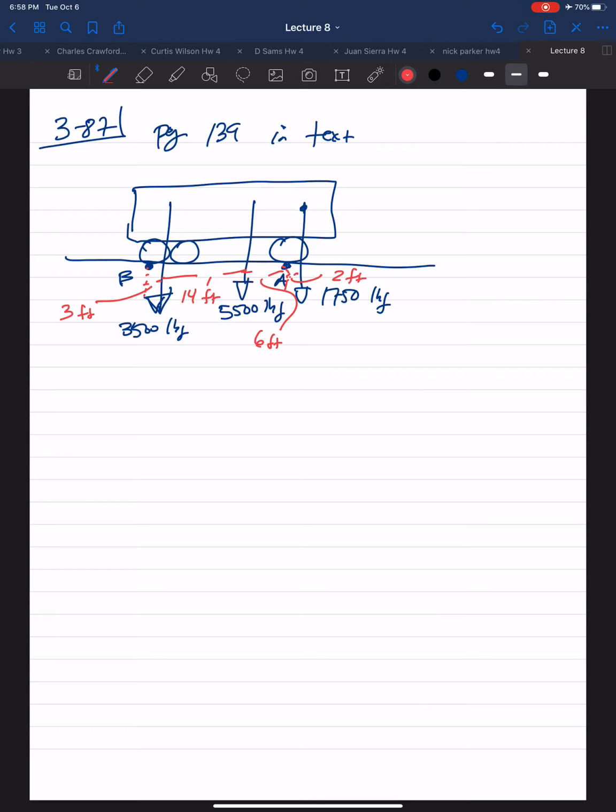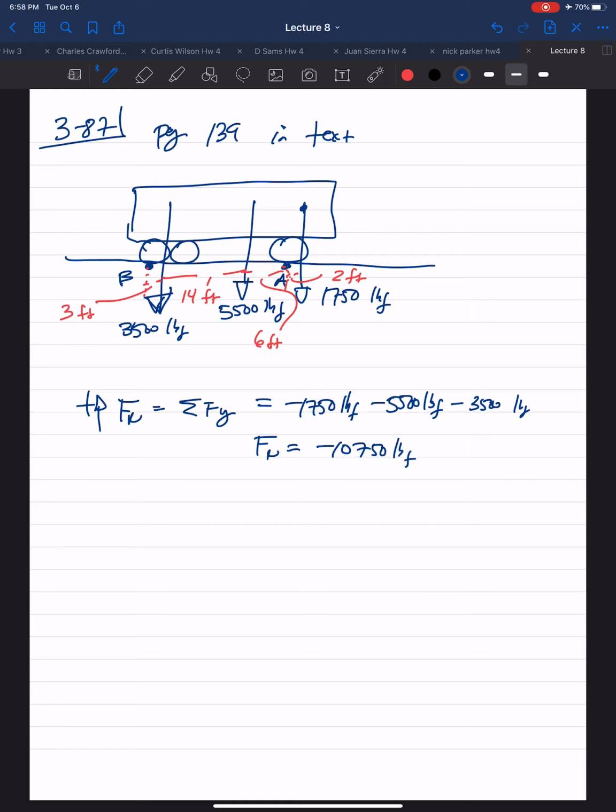So we're given these weights of the different components of the truck, and then we replace this system of forces by an equivalent resultant force, and then determine this location measured from point B. So, all these forces are in the y direction only. So my resultant force is equal to the sum of all my forces in the y direction. And all these are in the negative y direction, so that's minus 1750 pound force minus 5,500 pound force, minus 3,500 pound force. Resultant force is equal to negative 10,750 pounds force.